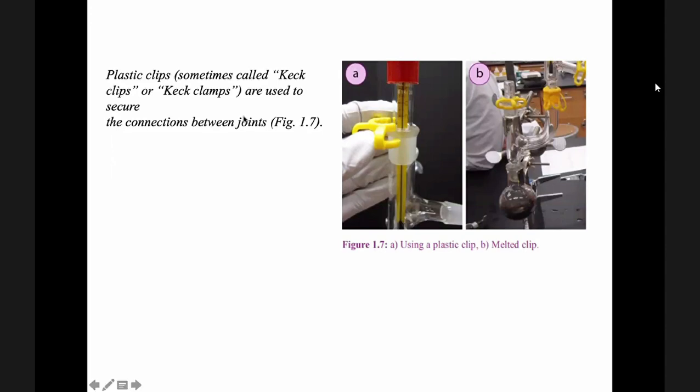Then there are also Keck clamps, or plastic clips used to secure connections between joints, but never use these when you are heating because it will cause the clips to melt.